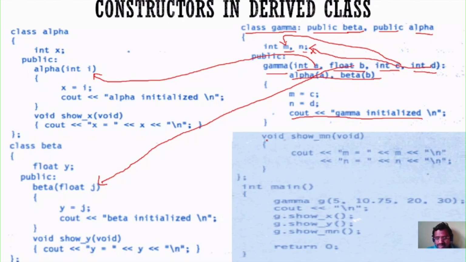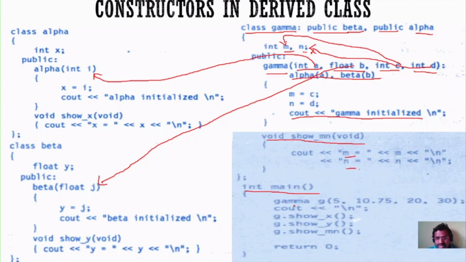Now finally we are going to have the display function, that is show MN, which displays the content of m and the content of n, with respect to the private data members of the class gamma. Now finally we come across int main.